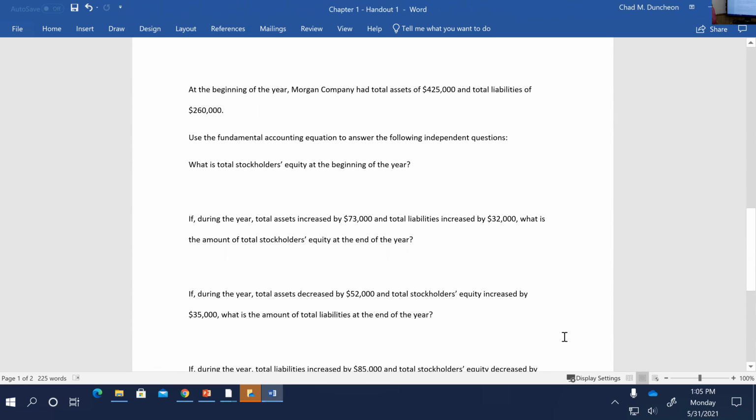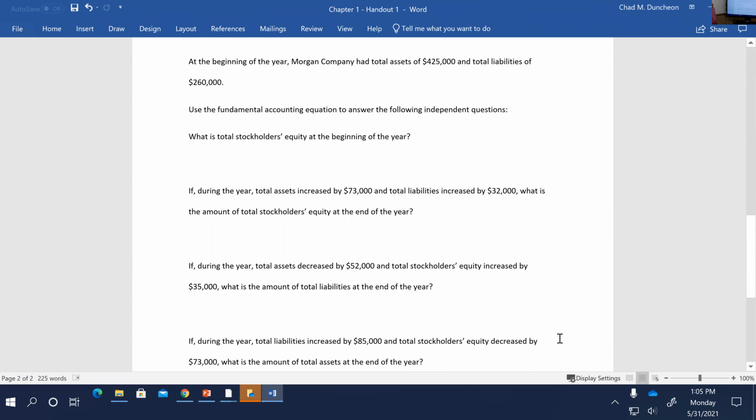The second part of this handout deals with the accounting equation. At the beginning of the year, Morgan Company had total assets of 425 and total liabilities of 260. Use the fundamental accounting equation to answer the following independent questions. When it says independent questions, it means that for each question, we're not going to build off each other. We're going to go back to the original information. What is stockholders' equity at the beginning of the year?